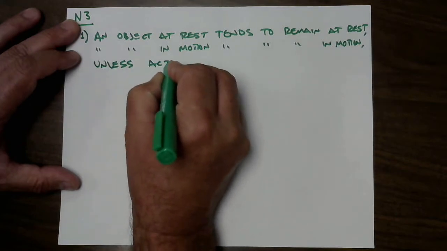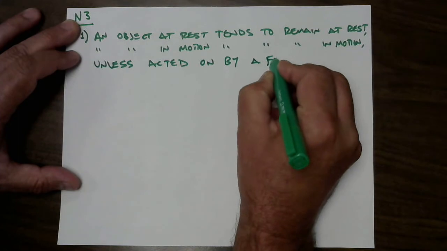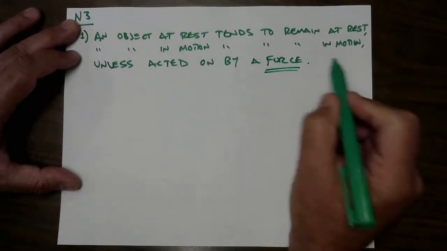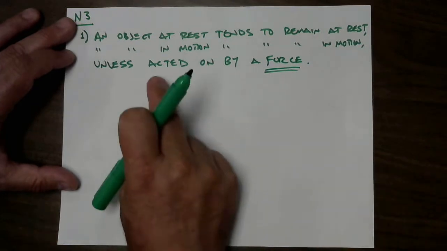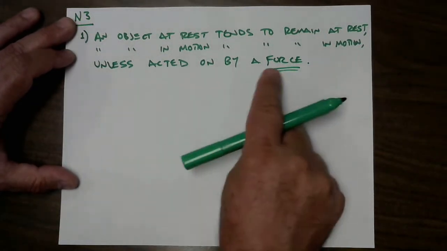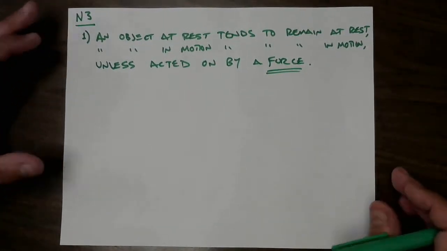Unless acted on by a force. And that's where the word force comes into play. By the way, acted is also an important word. Newton used action and force interchangeably. So whenever somebody says something about the action, it means the force.